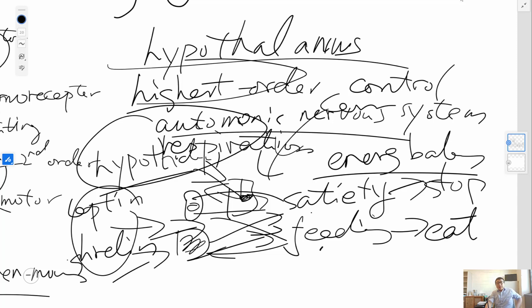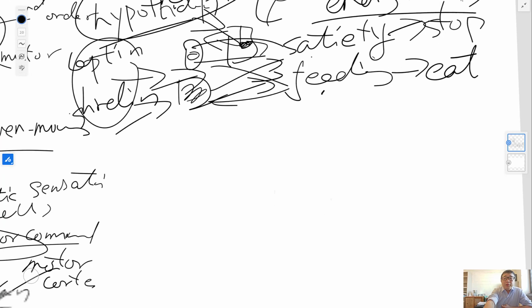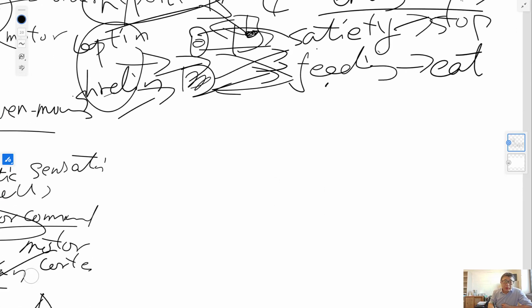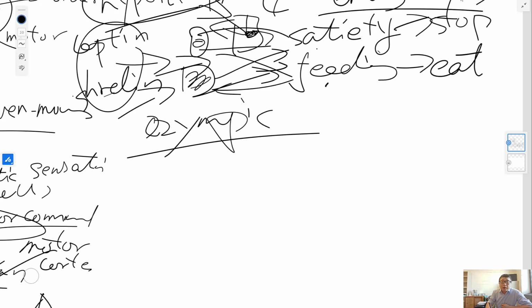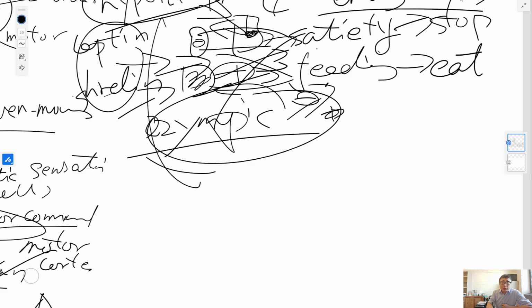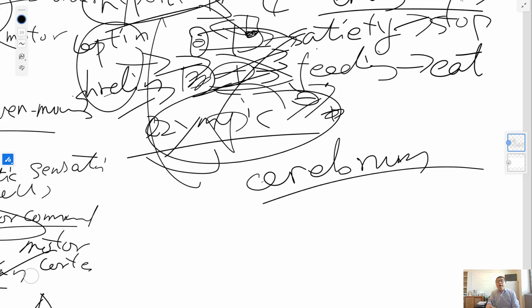And sometimes this feeding and satiety feeling is so strong that even our consciousness cannot overcome it. That's why this drug, Ozempic, is now so powerful, because it can suppress the feeding center and activate the satiety center. And this is why we need a drug: the hypothalamus is at least as powerful as the cerebrum in terms of controlling our body. That's why there's one high center in the body.